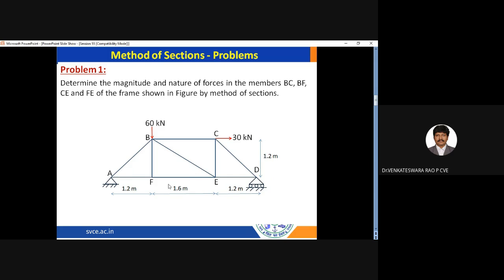So what is happening here with the method of joints is that to find out these middle member forces, we need to calculate the unwanted member forces which are not asked in the problem. That is, we need to calculate AB, AF, and so on. So we are unnecessarily wasting time in calculating the unwanted members. Okay, so that is the problem here.